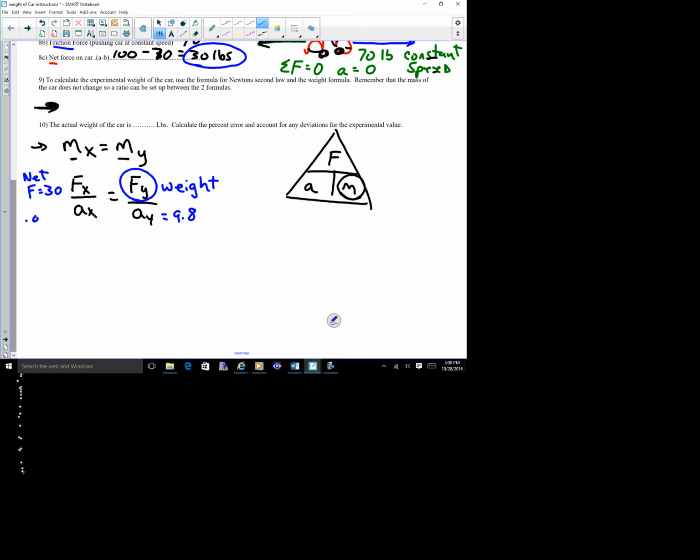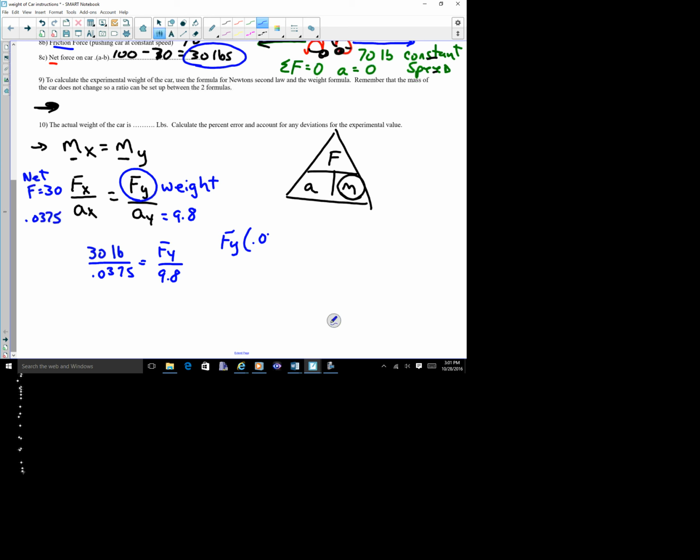Let me rewrite this now so you can see what we have. So I'm going to have 30 pounds of force in the x direction divided by 0.0375 equals the force in the y direction, or the weight, divided by 9.8. Then you cross multiply here.